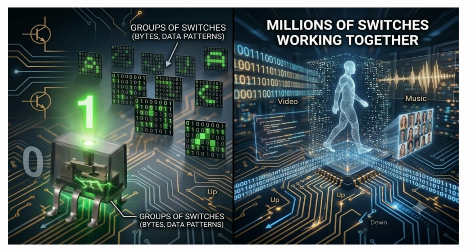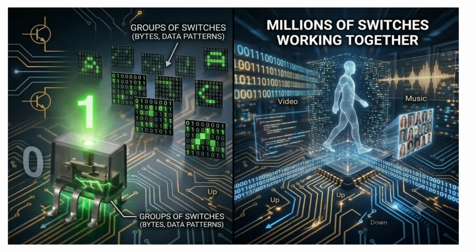But one transistor alone cannot represent a letter, an image, or a video. The real power of computers comes from millions and even billions of transistors working together. These transistors are grouped together to form bytes and larger patterns of binary data. Different combinations of zeros and ones represent different types of information. They can represent numbers, letters, program instructions, images, music, and even videos.